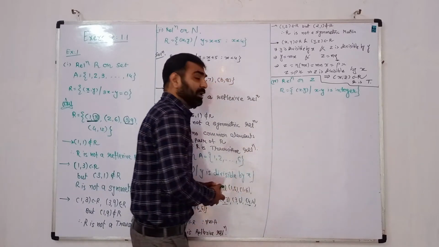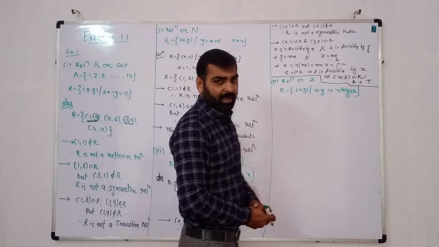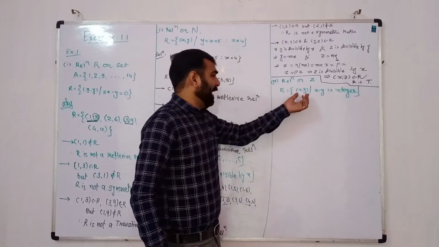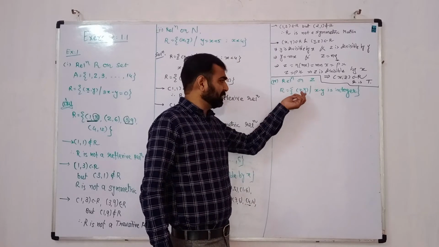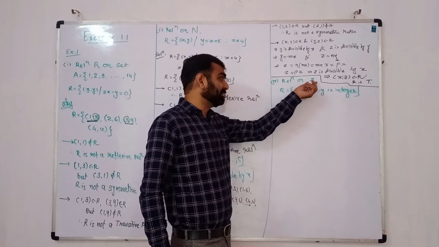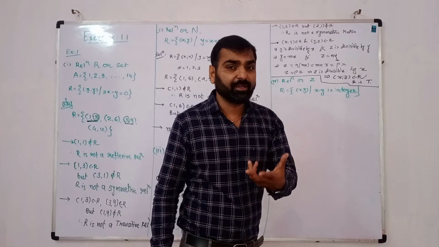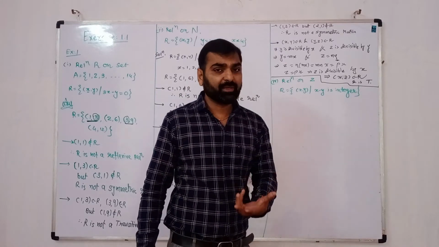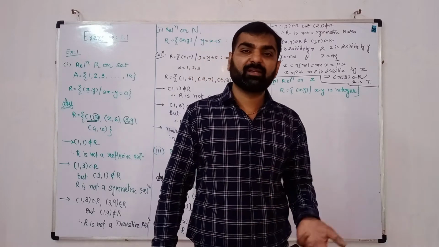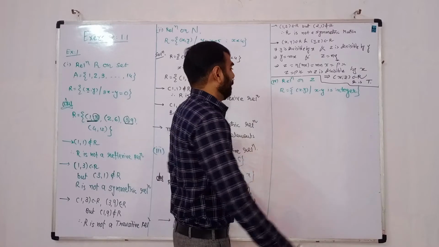Okay, let's go to the next, the fourth one. What is given: a relation on Z, R is equal to xy, where x minus y is an integer. You must take both x and y from Z. And what is the condition? The subtraction of any two values of Z. What is Z? Z means the set of integer numbers. Any two integers whose subtraction is always an integer, either positive, negative or zero.